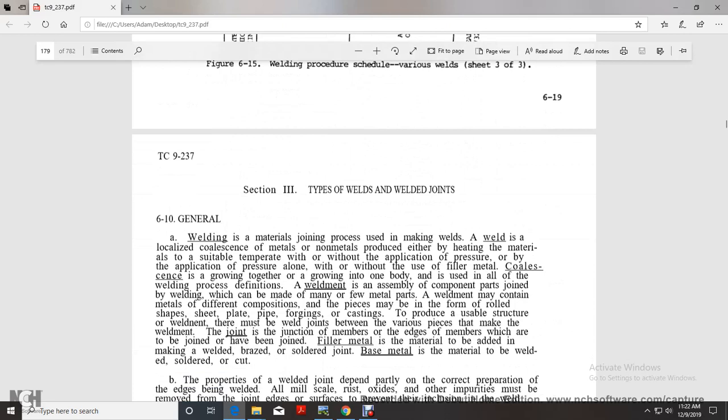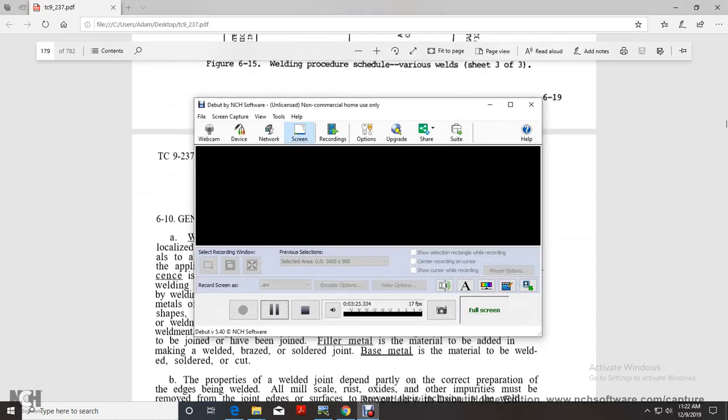Section 3, types of welds and welded joints. Testing.